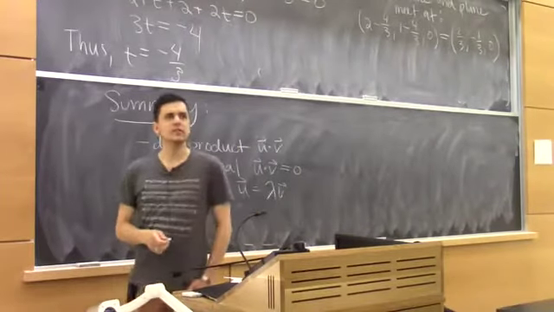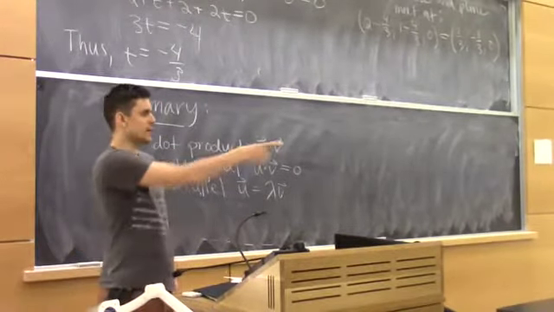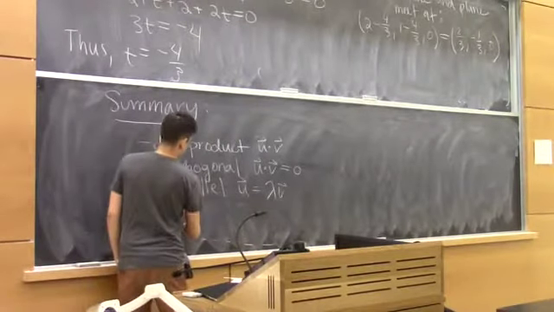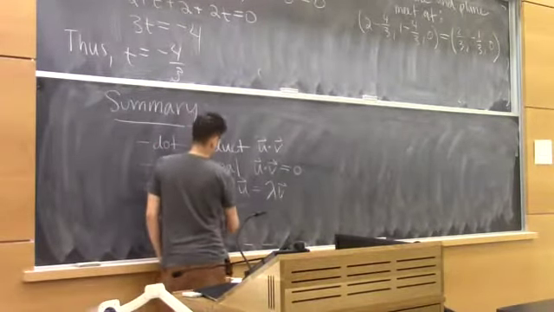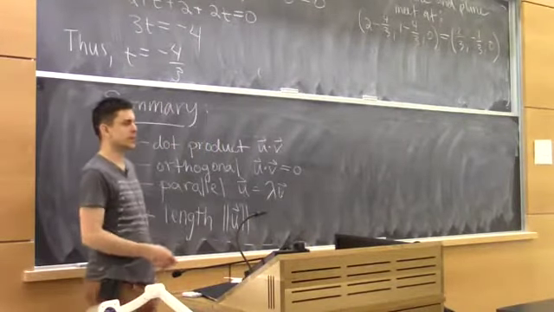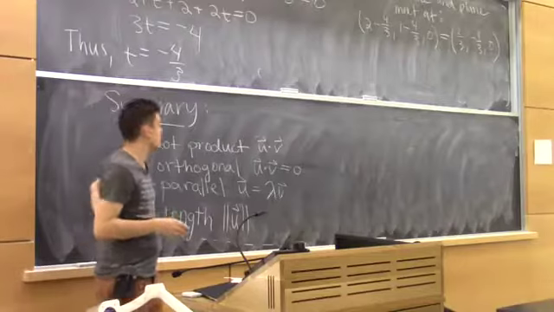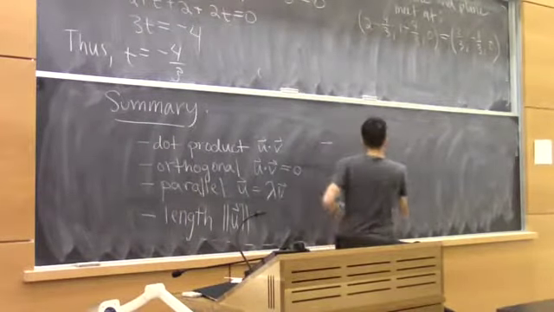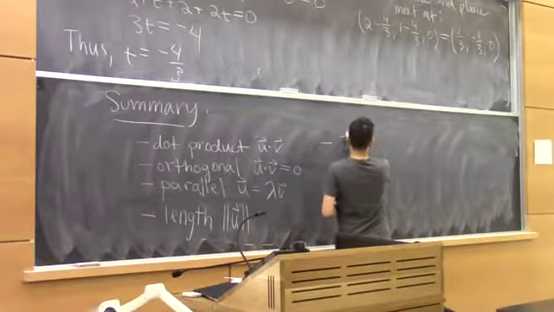Okay, what else? What else have we seen so far? Length of a vector. Yeah, length. We didn't calculate too many lengths, but we saw them. Yeah, the angle, right? So this is this kind of key formula.